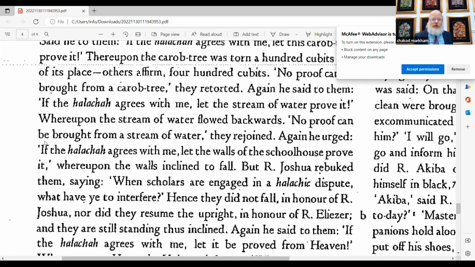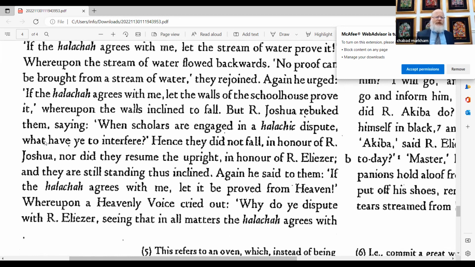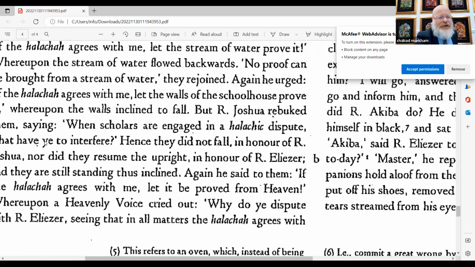But Rabbi Yehoshua rebuked them, saying, when scholars are engaged in halachic disputes, what right do you have to interfere? Hence, they did not fall in honor of Rabbi Yehoshua, nor did they resume the upright in honor of Rabbi Eliezer, and they are still standing thus inclined till this day.